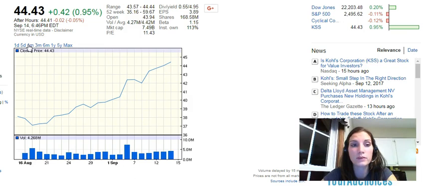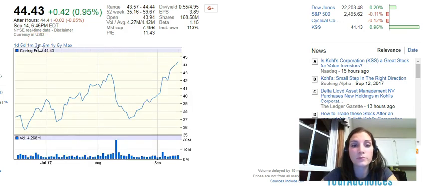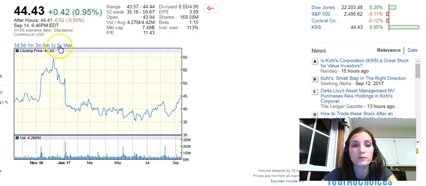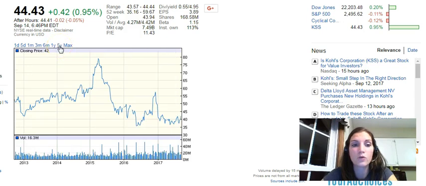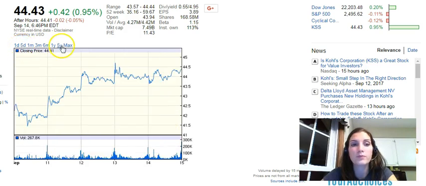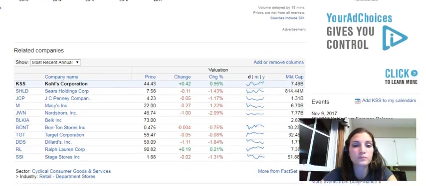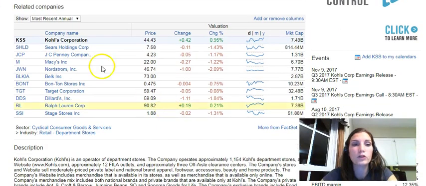I can also come out to 1 month, so you can see that within the last month it made some progress. 3 months, 6 months, 1 year, and 5 years. So over the last 5 years, you can see that it's come down a little bit. So the fact that it looks like it's up here is on a much smaller scale than if you're looking here. So you want to make sure that you're keeping a good idea of what the overall performance of this stock is.